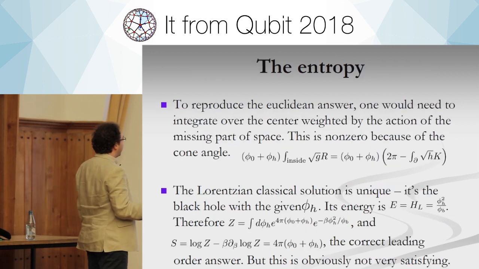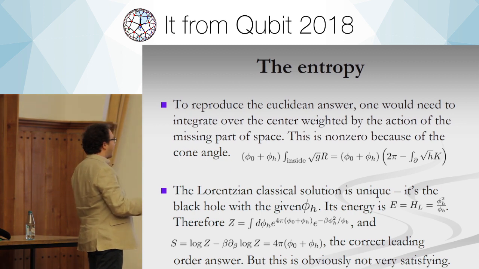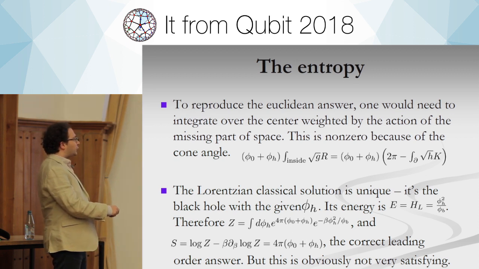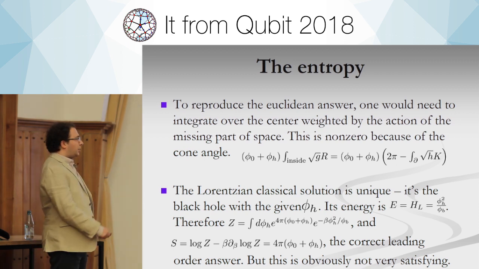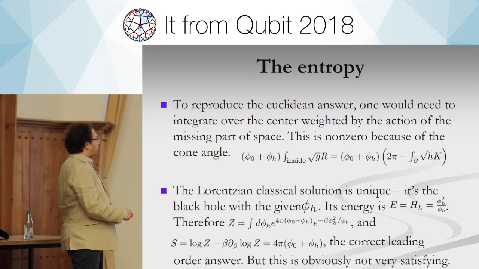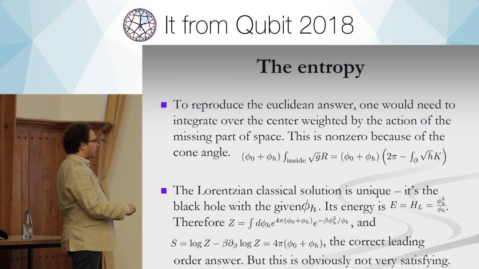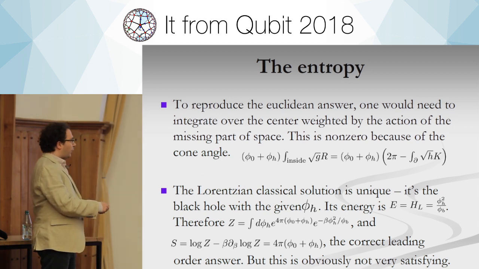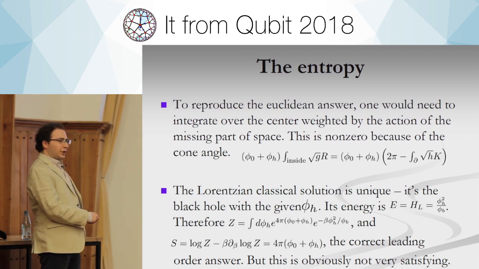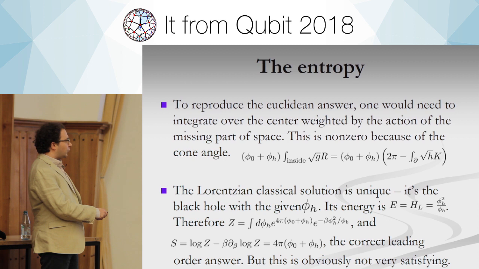And so then to reproduce the Euclidean answer, you're supposed to integrate over the center variables weighted by the action of the missing part of the space, which is the integral of square root g R times phi in the interior. And then there's also this background term with some phi naught, which is a constant. Now, in addition, in the Jackiw-Teitelboim term, I should have put R plus 2. But because this integral is over an infinitesimally small region, the part with the plus 2 doesn't contribute, because the integral of square root g over the tiny region is 0. But because there's a cone angle, R has a divergence, and so that piece gives me something finite, so I get this combination. And then, of course, I can just use the Gauss-Bonnet theorem to rewrite this in this way.